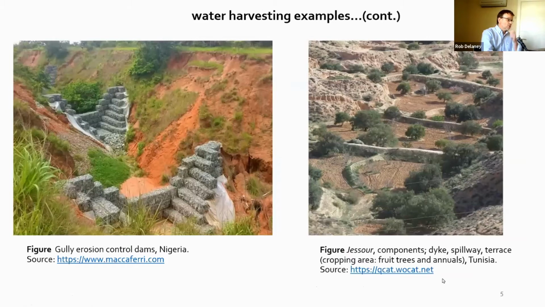And also, water harvesting can be used to control erosion. With an erosion problem, you can see some gabions in Nigeria, and a traditional form of water harvesting here in Tunisia, with the dikes and spillways and terraces. The purpose here is to provide conditions for fruit trees and annual crops.